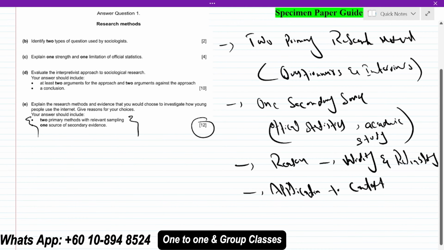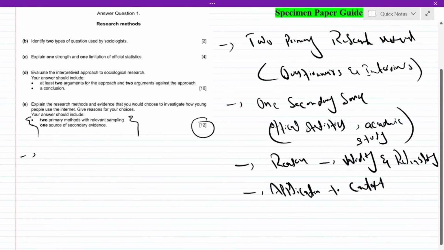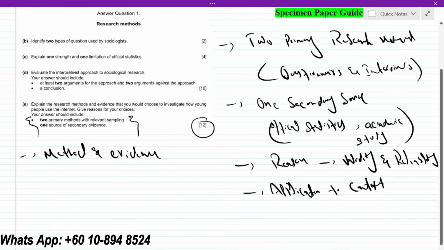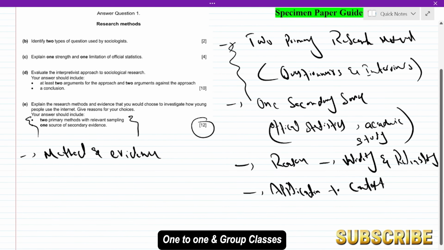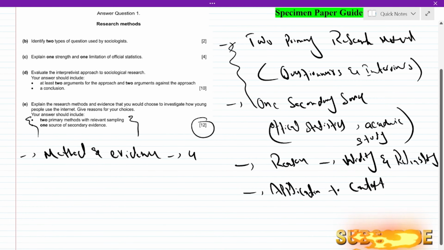The criteria is quite simple. The examiner wants us to provide the method and the evidence, like a detailed description of 2 primary methods and 1 secondary source. Right. So you have to provide the detailed explanation for both of these points, and for that you would be able to get 4 marks. And then number second, reason for choice.